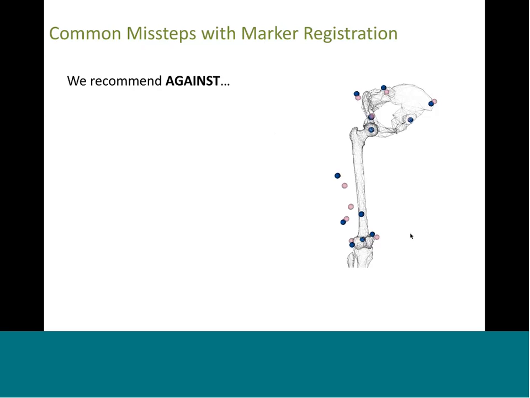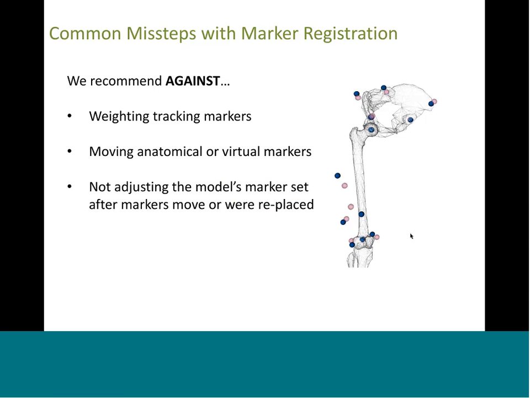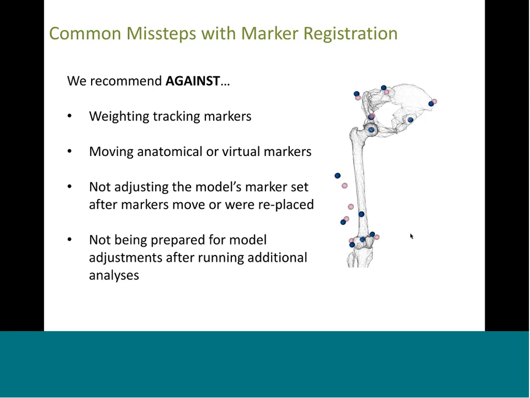Based on what we learned about marker registration, I also want to quickly review some common mistakes when using this tool. When using marker registration, you don't want to weight tracking markers, and you don't want to move anatomical or virtual markers. When weighting markers, we have the most confidence in functional joint centers and a good amount of confidence in our anatomical markers. It's also a mistake to not take into account markers that move or were replaced during data collection. Finally, when scaling a model, you can anticipate that it will take several iterations. You want to be prepared for having to change your model at any step during your workflow and having to rerun all of your analyses.